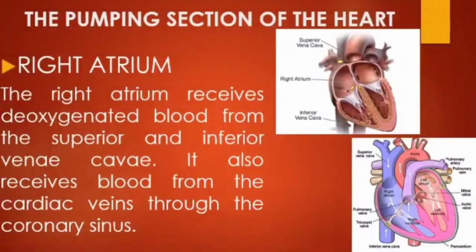Now let's proceed to the pumping sections of the heart. First is the right atrium. The right atrium receives deoxygenated blood from the superior and inferior vena cava. It also receives blood from the cardiac veins through the coronary sinus.